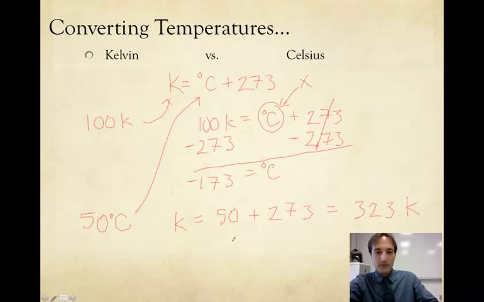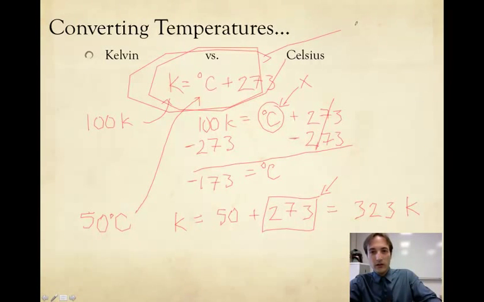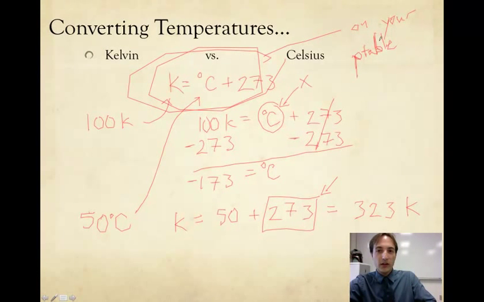As easy as that. So, what is the magic number when it comes to converting from Kelvin to Celsius? This guy right here, 273. If you forget it, remember, it's on your periodic table. There's never an excuse for not being able to convert from Kelvin to Celsius because the formula is on your periodic table. All right?